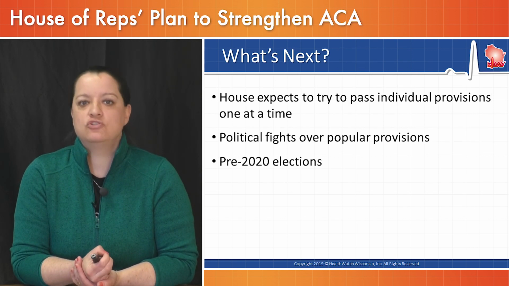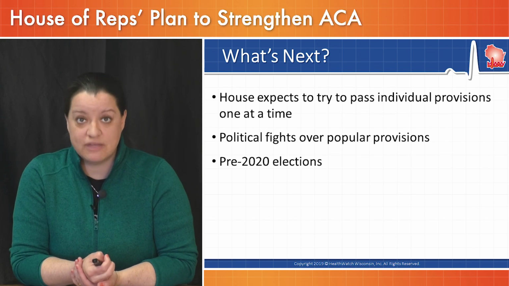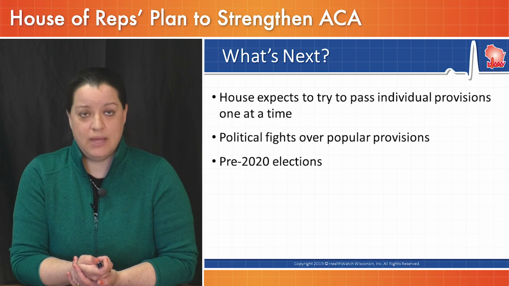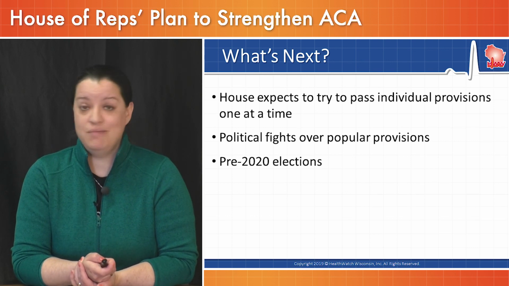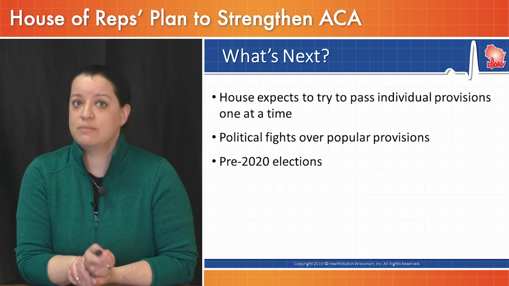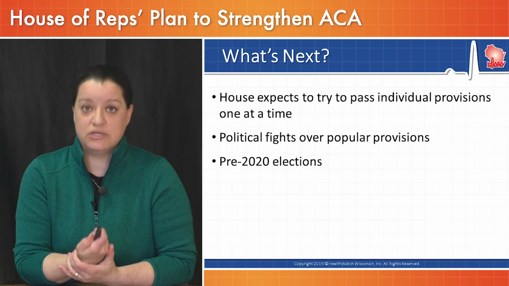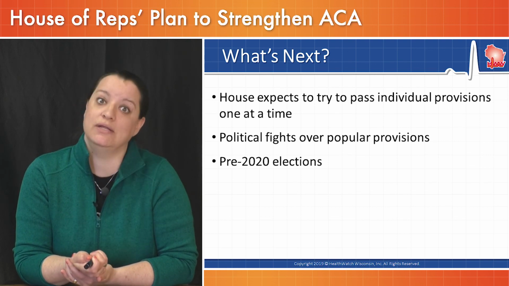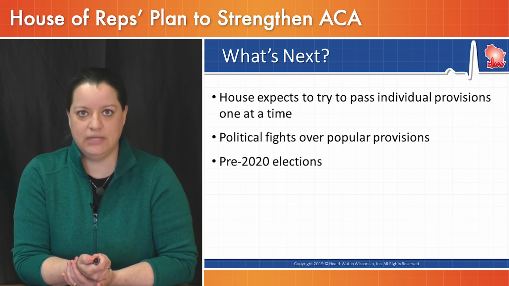Now, the House expects to try and pass individual provisions of this bill one by one, not take it up as one big chunk. They do anticipate political fights to come, as we can anticipate, and they definitely know that this is going to be a way for them to bolster up some of their talking points about the importance of pre-existing condition protections and connecting people to health coverage in advance of those 2020 elections. So there is a strong political angle to this.